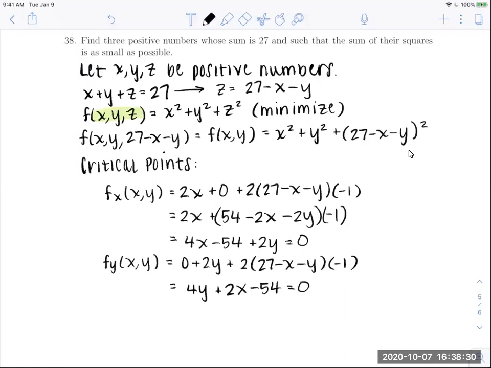So I need to solve these. As we've been doing previously, it's best if you can solve for one variable and plug it into the other equation. Let's take a look here at the first equation. If I solve for y, I get y equals 54 over 2, which is 27, and then subtract the 4x over, negative 4x divided by 2 is negative 2x. And then I can just plug this into the second equation. So what I have is 4 times 27 minus 2x plus 2x minus 54 equals 0.